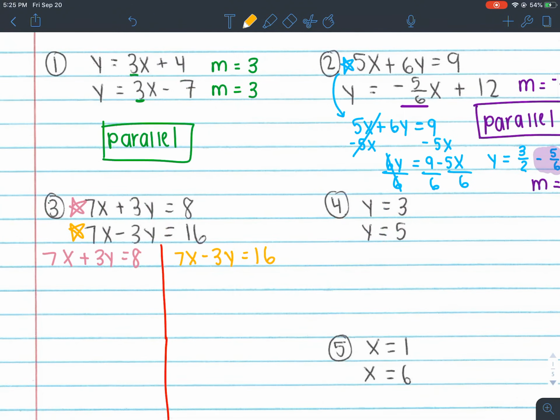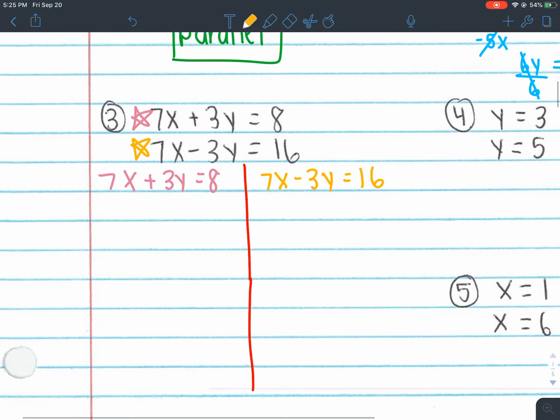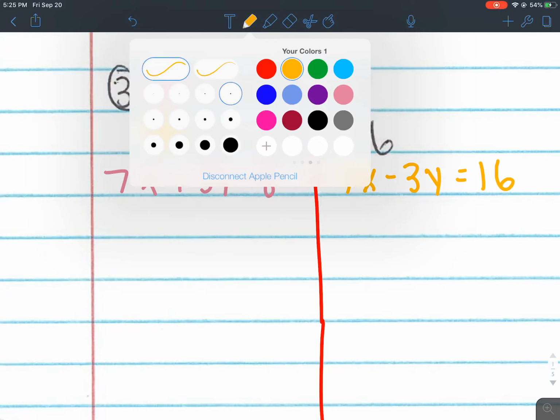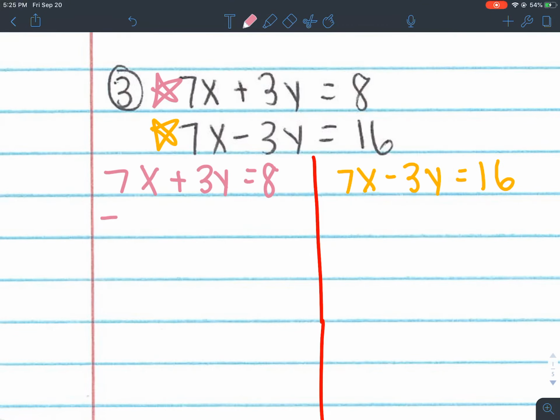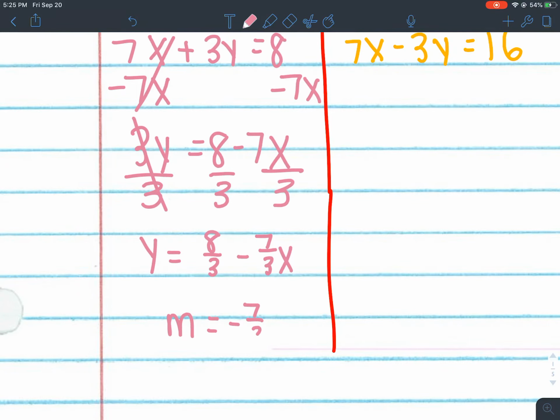All right, so number 3, let's see if these are parallel lines. So I have two equations, and again, I'm trying to get it to look like y equals mx plus b. So I want my y by itself. So on this right side, or my left side, I'm going to subtract 7x on both sides. So I have 3y equals 8 minus 7x. And I'm going to divide everything by 3. So I have y equals 8 over 3 minus 7 over 3x. So my slope here is negative 7 over 3.